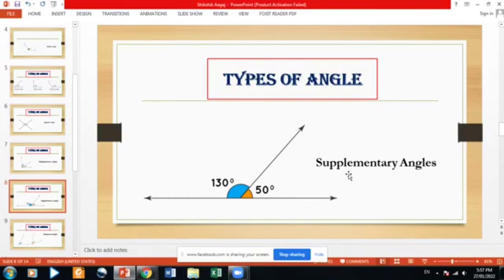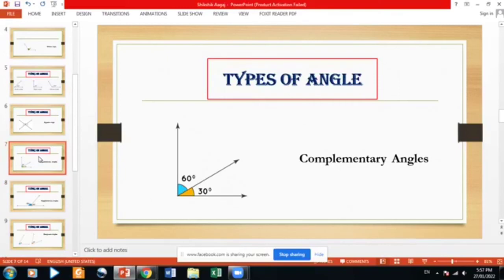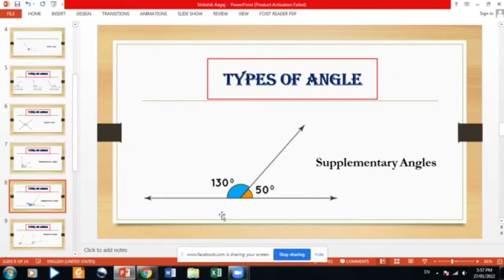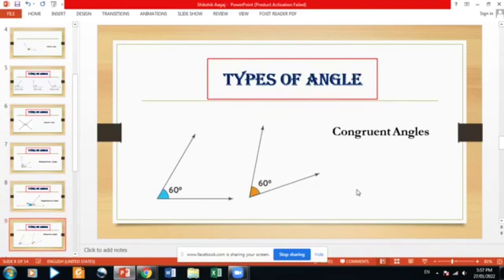So we'll remember the next type of angles are supplementary. Before that we saw complementary angles. What is the difference between complementary and supplementary? The sum of complementary angles is 90 degree and the sum of supplementary angles is 180 degree. Supplementary angles are also known as linear pair.